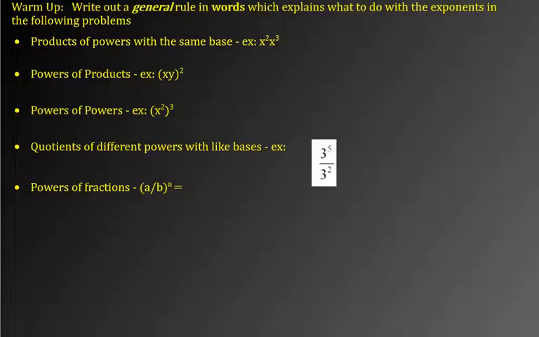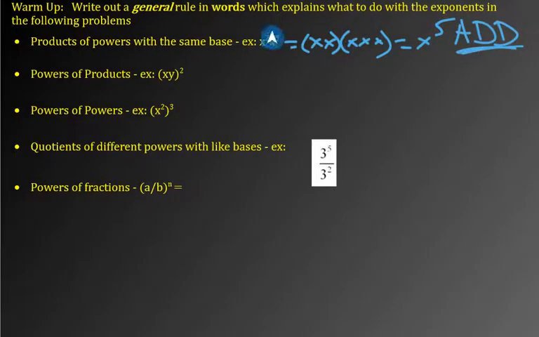So when we have a product of powers with the same base, this is really just x times x, that's x squared, and then times x times x times x, that's x cubed. And so you just literally have 5 of them. So you just say x to the 5th. But the shortcut in this case is add. You can just add the 3 and the 2 and get x to the 5th.